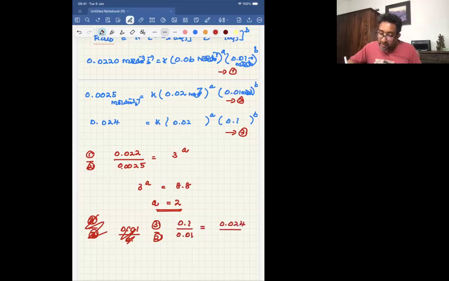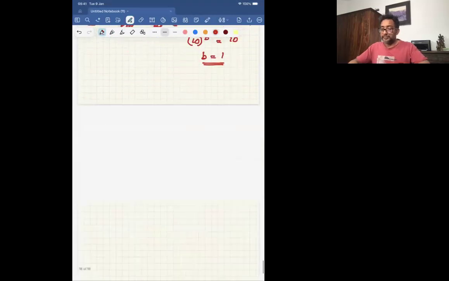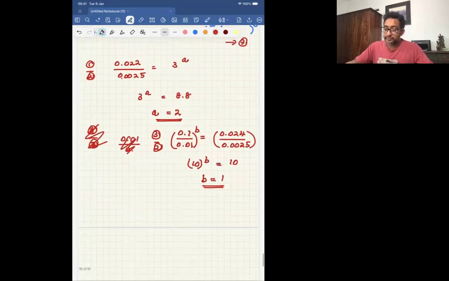0.024 divided by 0.0025 is 10. So 10 to the power B is equal to 10, roughly around 10. B is equal to 1. Did you all get those answers? Did you understand that?